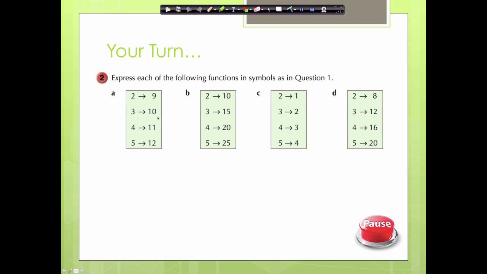I can try adding, so I've got 3 to 10, that's adding 7, 2 to 9, adding 7, so I know that my mapping diagram is going to be x mapped onto x plus 7. Okay, answer the next question, so press pause and then I will go through the answers when you have finished.